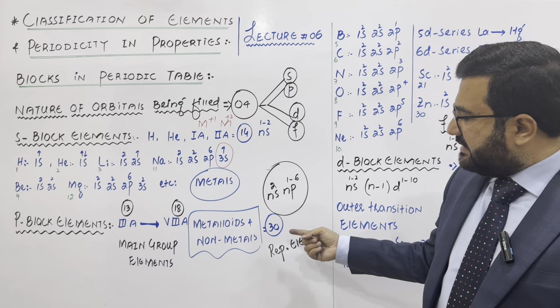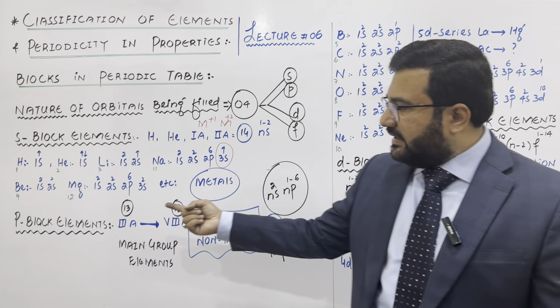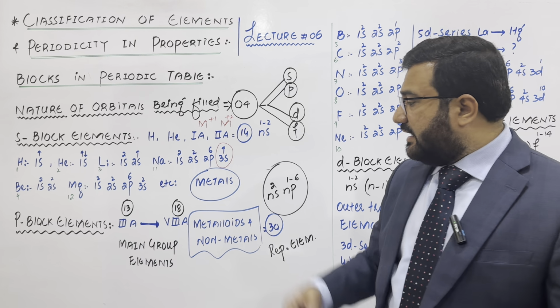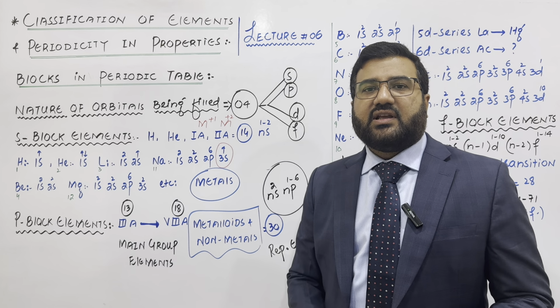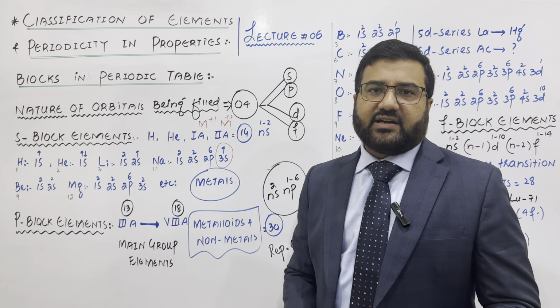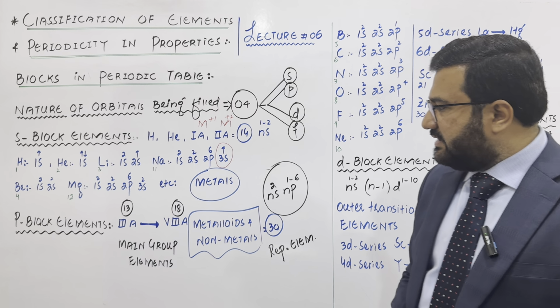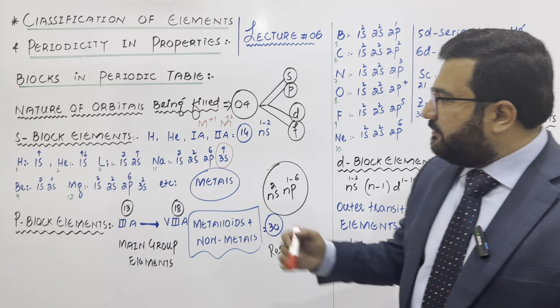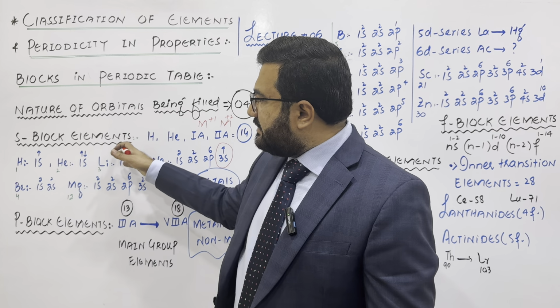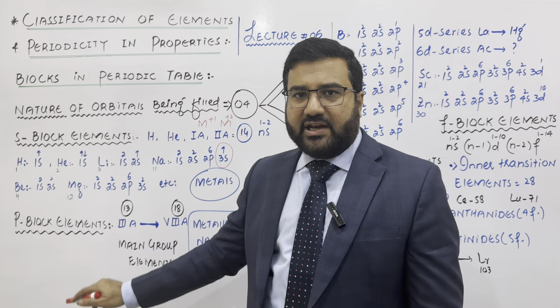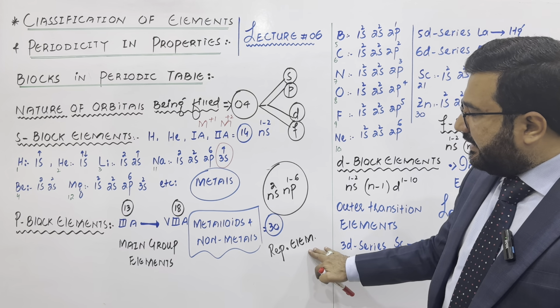Now my dear students, there are a total of 30 elements in the P block, and most of these elements are either metalloids or non-metals. There are very few metals in the P block, so they majorly consist of metalloids and non-metals. And my dear students, all the elements of the S block and P block are also called the main group elements or representative elements.